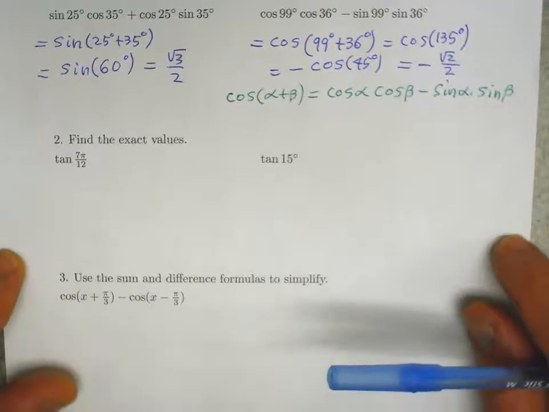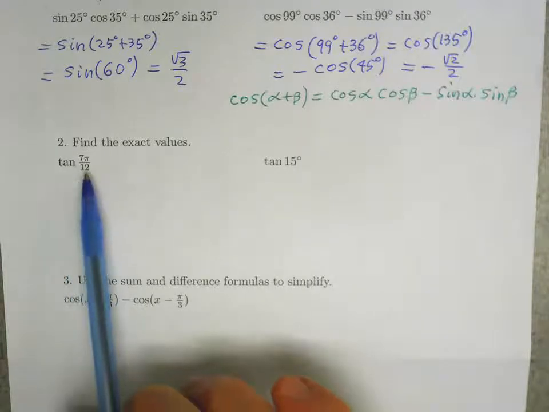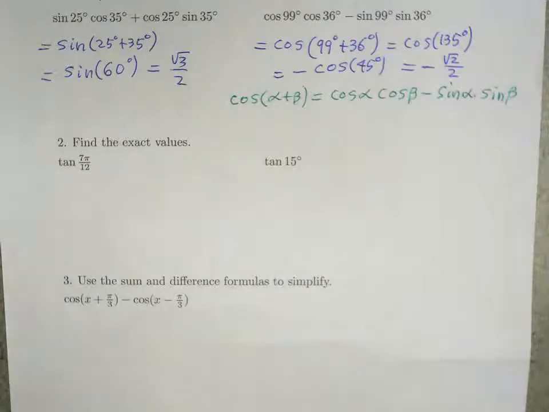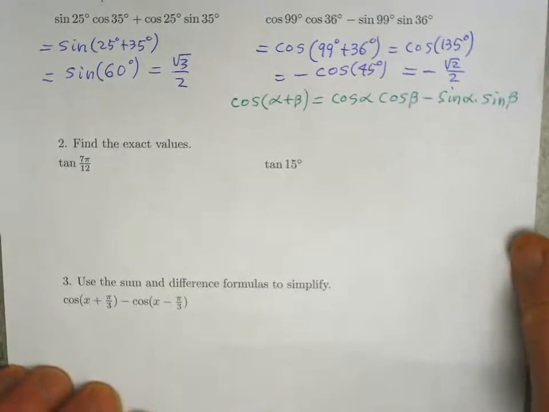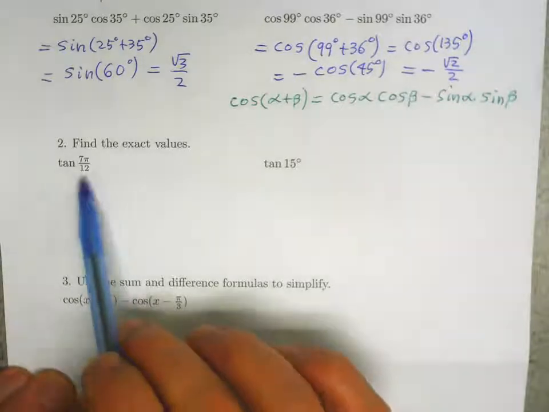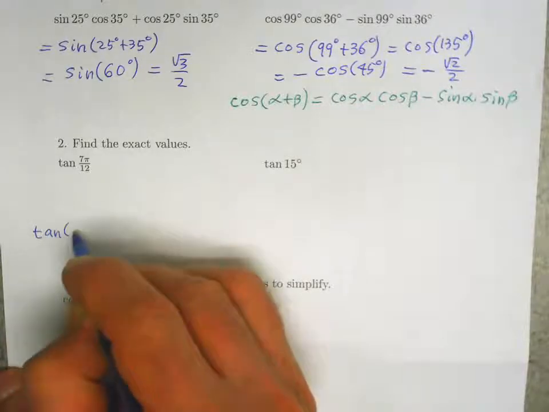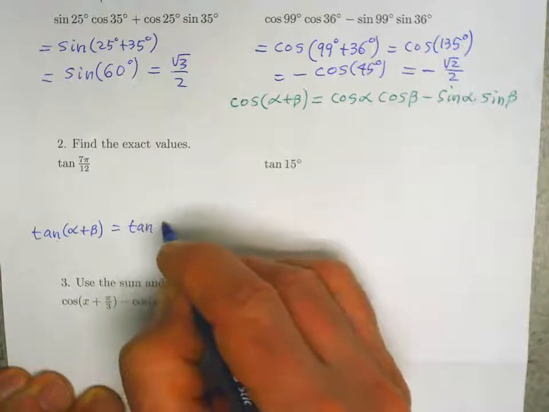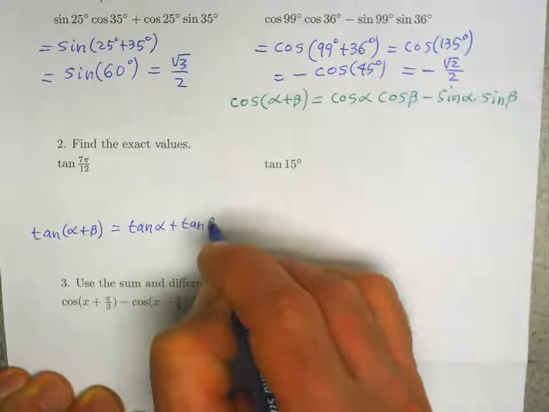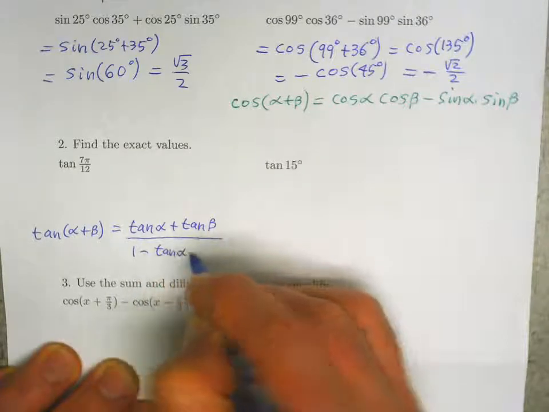Okay, find the exact values. So tangent of 7 pi over 12, and then tangent of 15 degrees. So we'll want to remember the sum and difference formulas for tangent. On this one, we'll use the sum formula. So I'll rewrite that here. Tangent of alpha plus beta is equal to tangent of alpha plus tangent of beta divided by 1 minus tangent of alpha times tangent of beta.